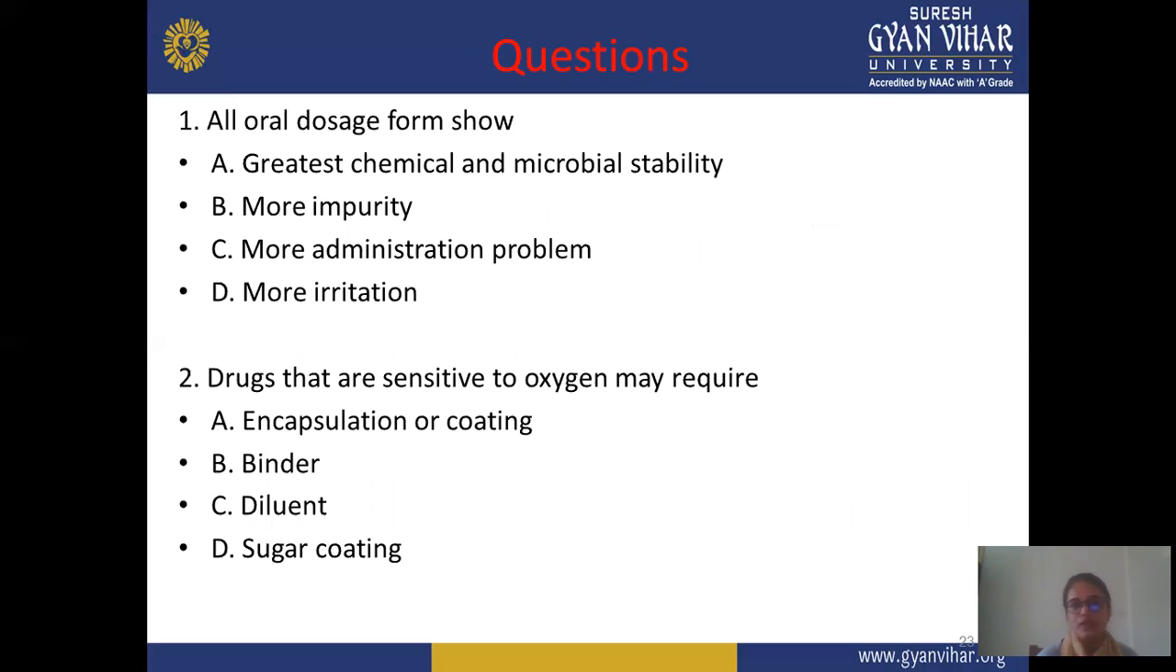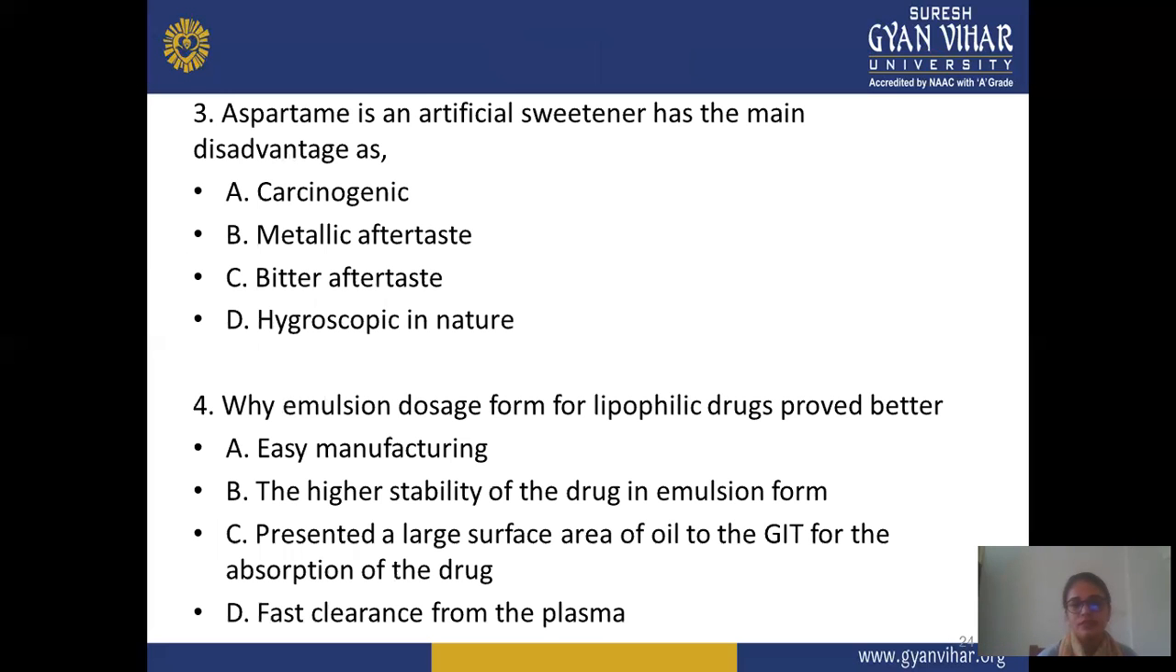And next part is the question part. In the first question, all oral solid dosage forms show greatest chemical and microbial stability. B is more impurity. C is more administration problem. D is more irritation. The second question: drugs that are sensitive to oxygen may require encapsulation or coating. Next, B is binder. C is diluent, and D is sugar coating. The third one: aspartame is an artificial sweetener with a main disadvantage of, A, carcinogenic, B, metallic aftertaste, C, bitter aftertaste, D, hygroscopic in nature.